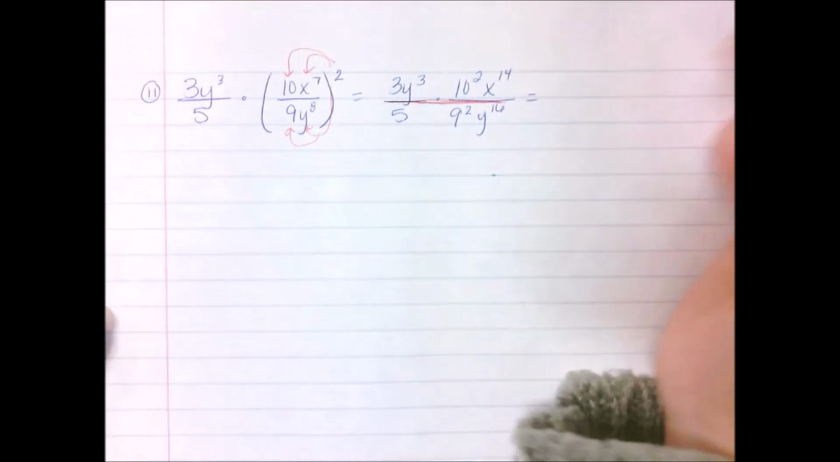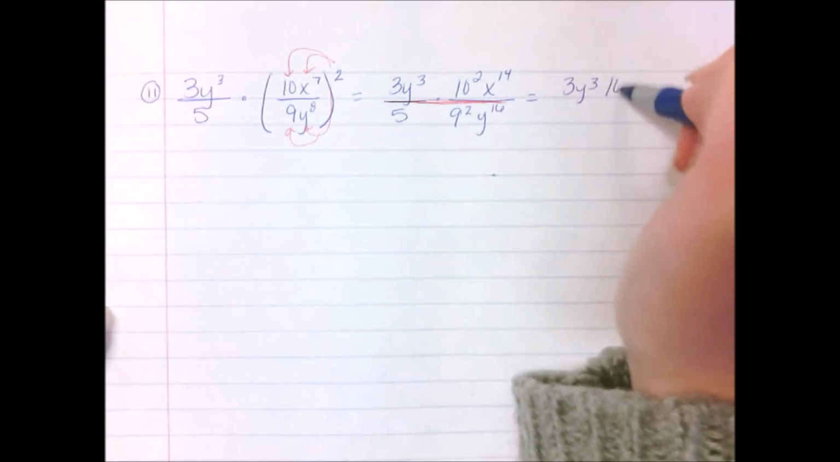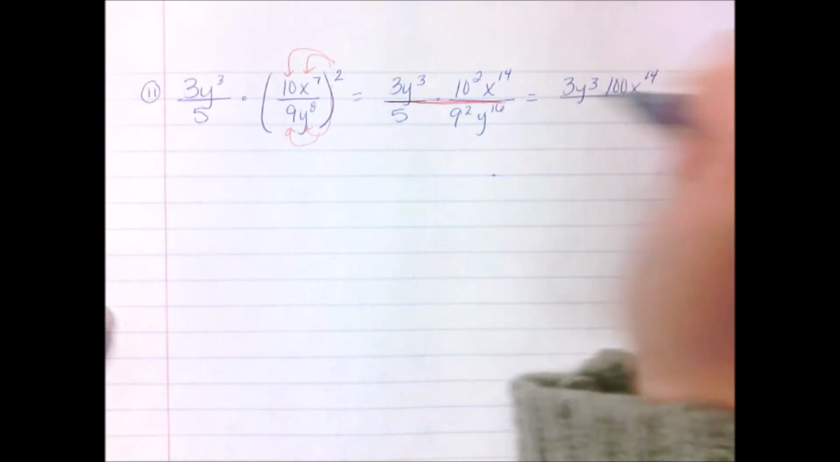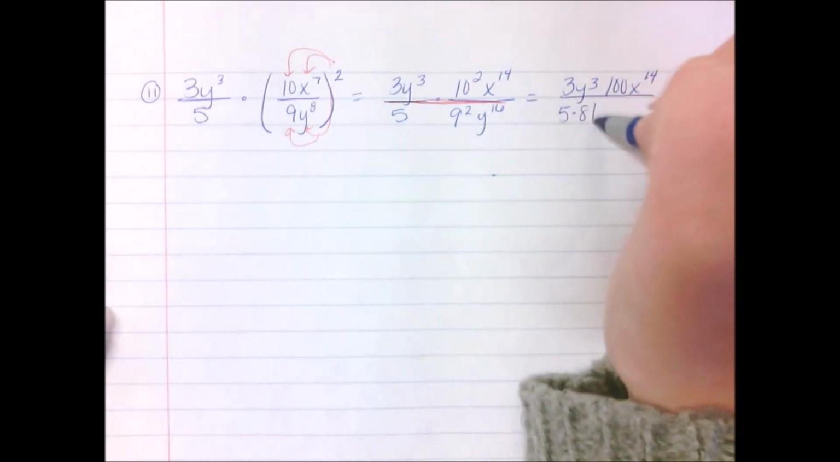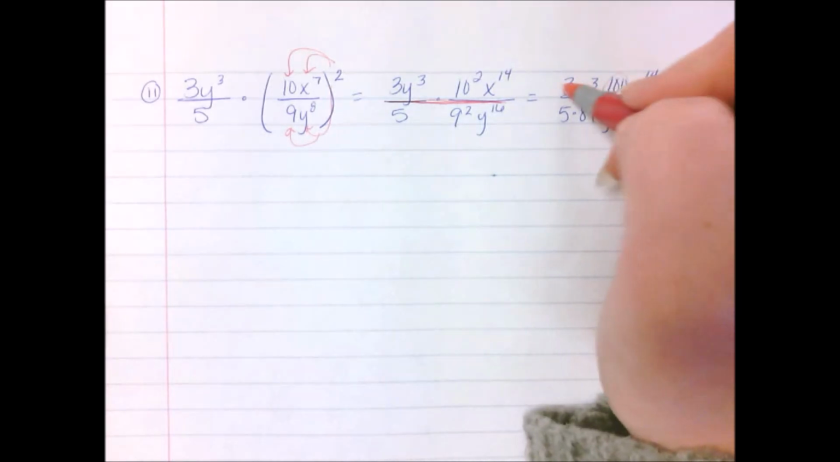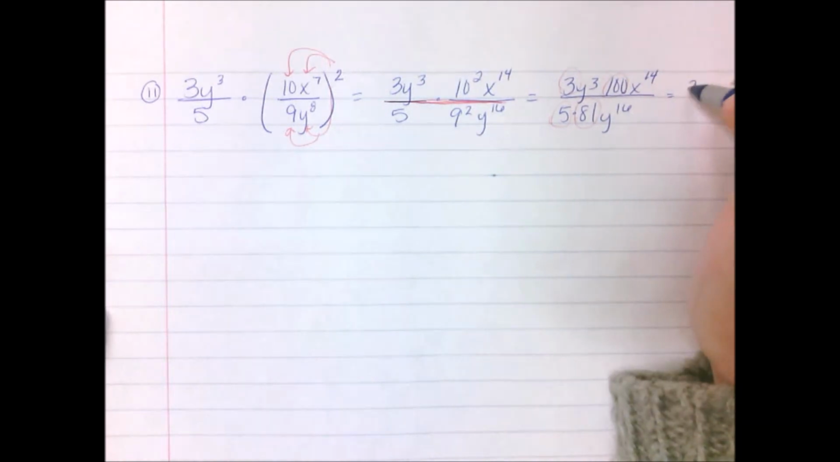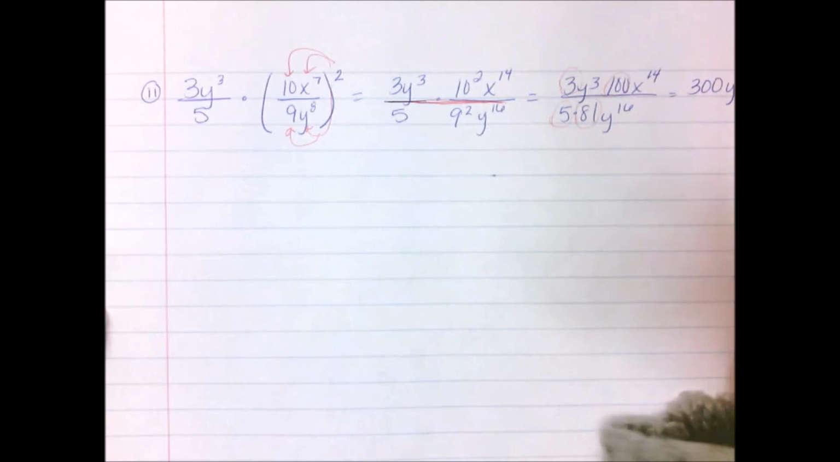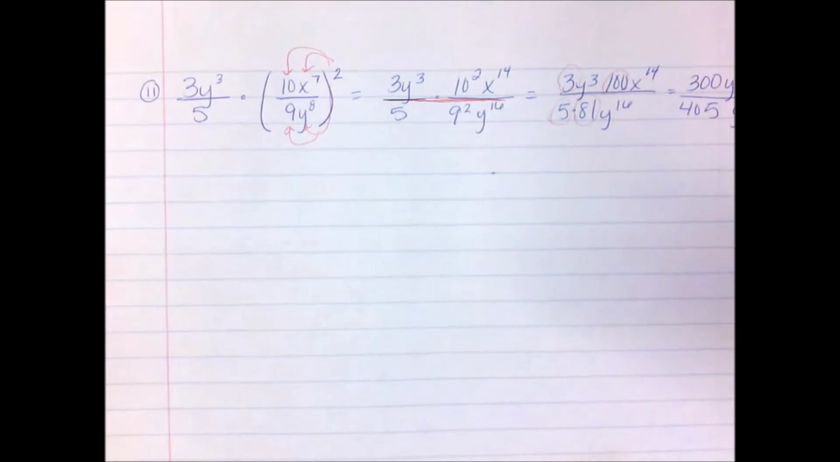On the top, I see I have a 10 squared, so that will give me a 100. So I'll have a 100 in here, x to the 14th. On the bottom, I have a 9 squared, which is 81, and then still my y to the 16th. On the top and the bottom, I can combine the 3 and the 100 and the 5 and the 81. So 3 times 100 will give me 300, still y to the 3rd, x to the 14th. And then on the bottom, 5 times 81 gives me 405, and then the y to the 16th is still hanging out on the bottom.